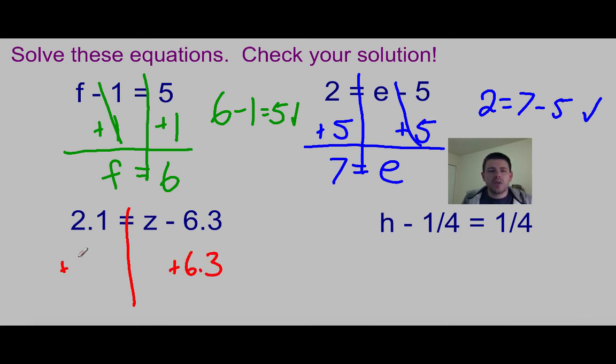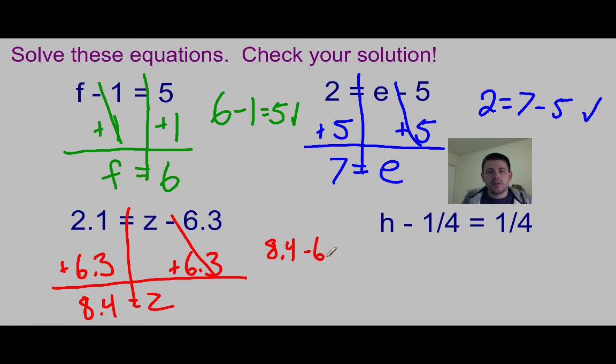But treat both sides of your equal sign the same. I'm going to add 6.3 on both sides. They took it away. I put it back. So I kind of return it back to its original point of z. 2.1 plus 6.3 is 8.4. Last step, check your answer.